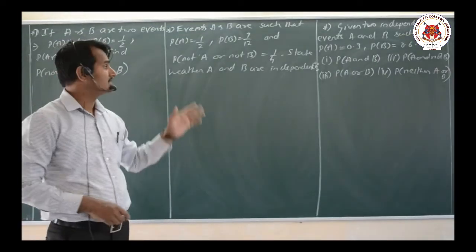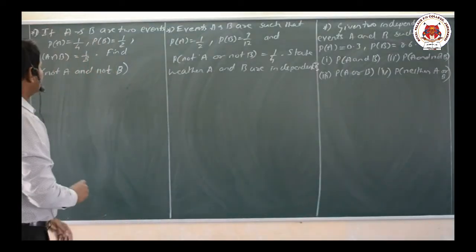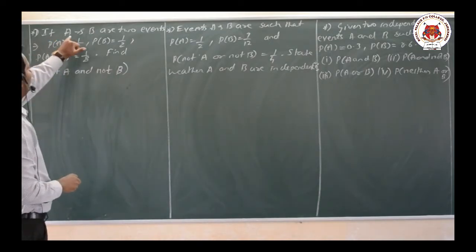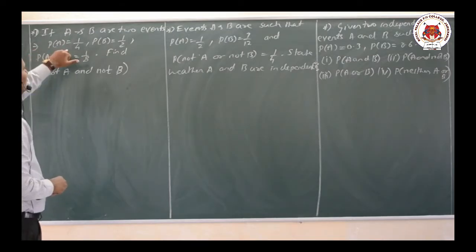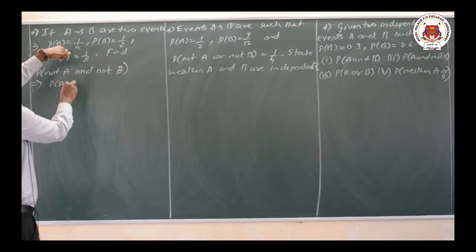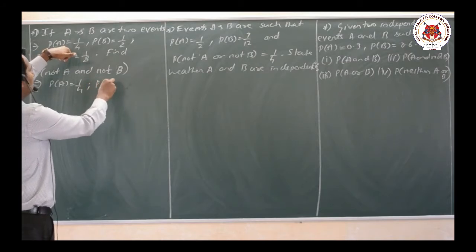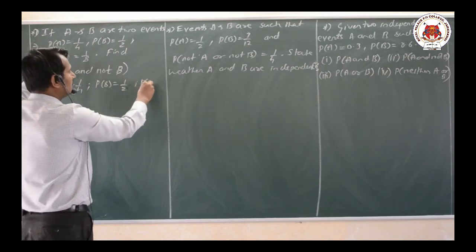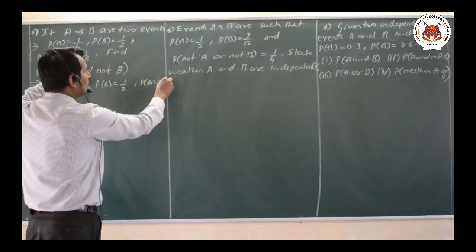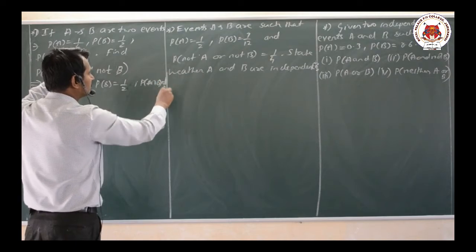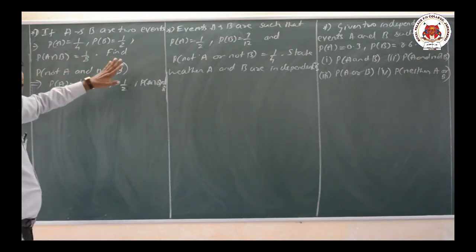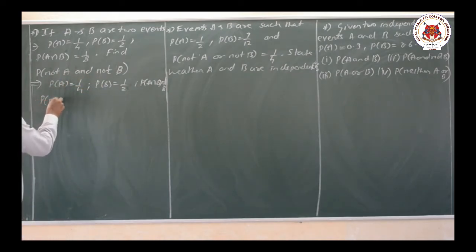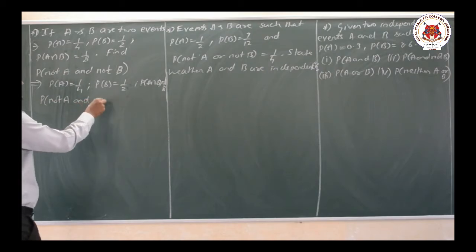Okay dear students, now let us begin with the next problem here. The next problem is also very simple as compared to the last one. If A and B are two events such that P of A is equal to 1 by 4, P of B is equal to 1 by 2, and one more thing he has given, P of A intersection B is equal to 1 by 8. These all three values are given. Find P of not A and not B.